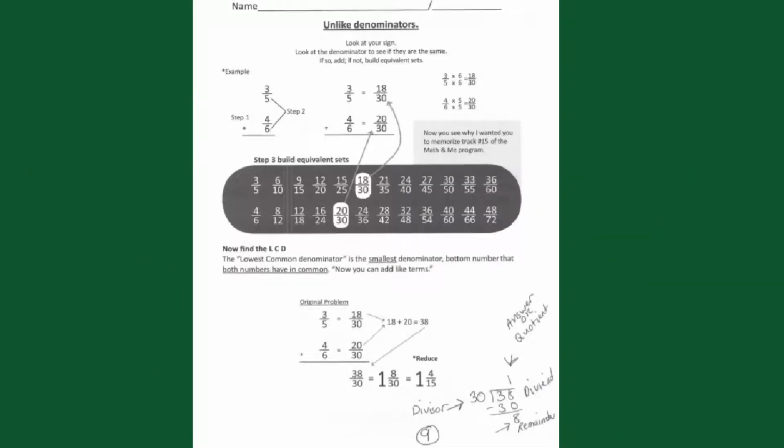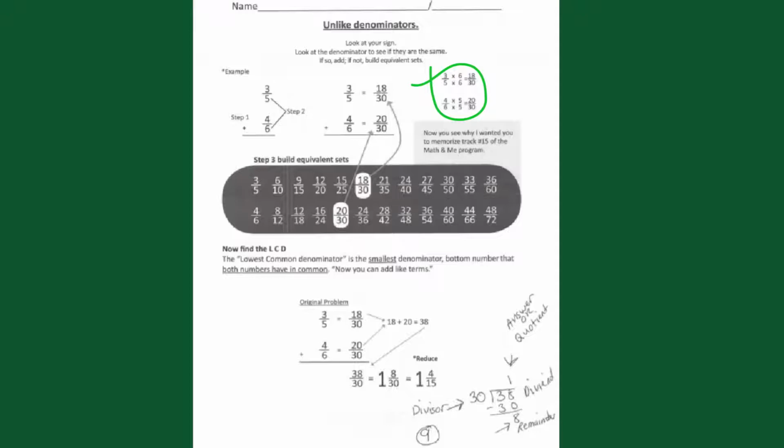Now, please note, whatever you do to the top part of each fraction, you must do to the bottom of each fraction. Example, in 3/5, 3 times 6 equals 18. So 5 times 6 equals 30. In the second fraction, 4 times 5 is 20. And 6 times 5 is 30. Great job.